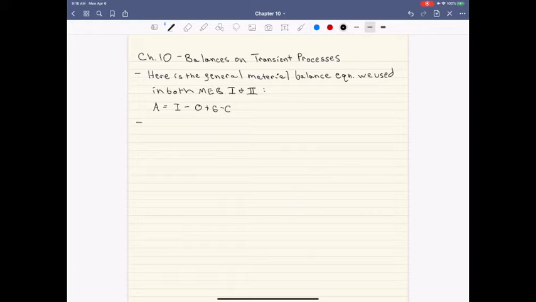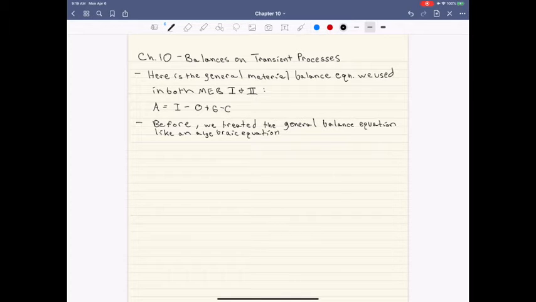And so, with this general material balance equation in both MEB 1 and so far in MEB 2, we've just treated it just like an algebraic equation, where each of the letters here, A, I, O, G, and C, we just treated those like constants, right? So I'll write here, we treated the general balance equation like an algebraic equation. Okay? And there's nothing wrong with doing that.